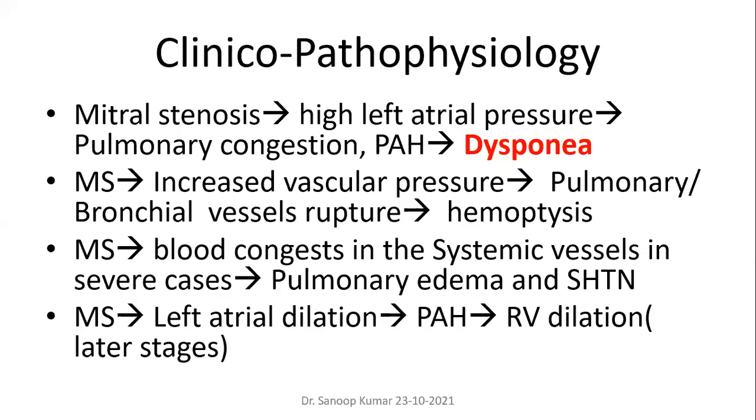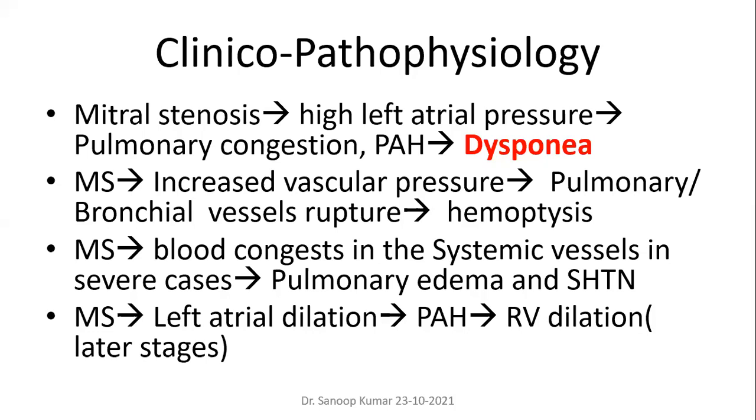Again, I told you the left atrium is going to dilate. If the left atrium dilates so much, pulmonary artery hypertension comes. Sorry, when the lungs get congested, the back pressure from the lungs will come to the right ventricle and right atrium. So right ventricular dilatation happens in the later stages.